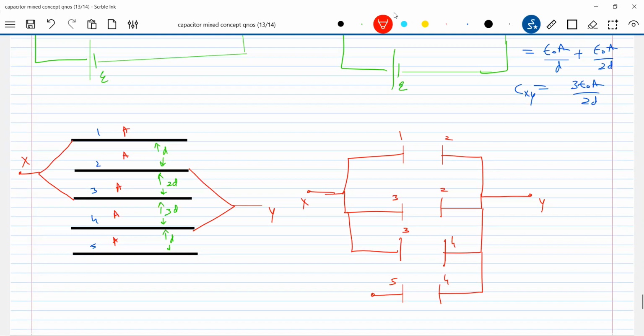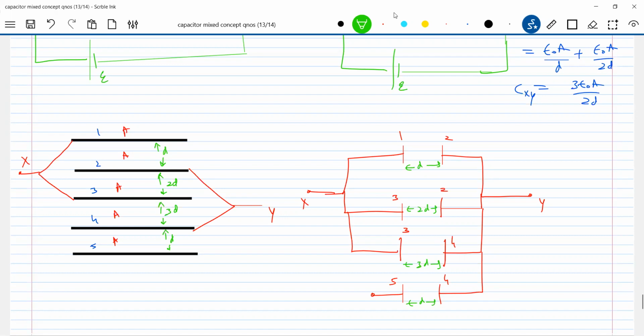So indicate now the separation. Between 1 and 2, the separation is D. Between 3 and 2, the separation is 2D. Between 3 and 4, the separation is 3D, and this is D. So how are all these? They are parallel, no? 1, 2, 3. What to do with 5, 4? It will not get added up to the system.